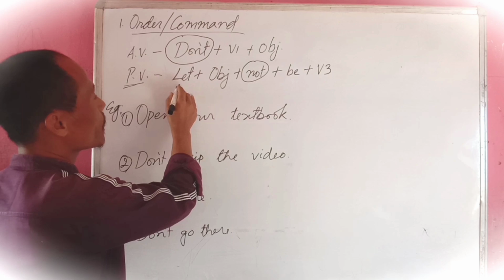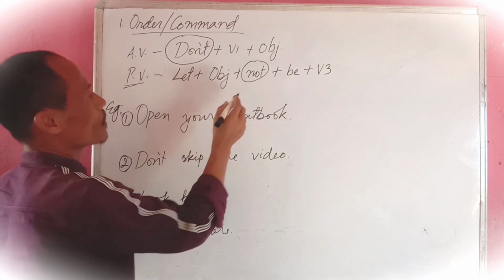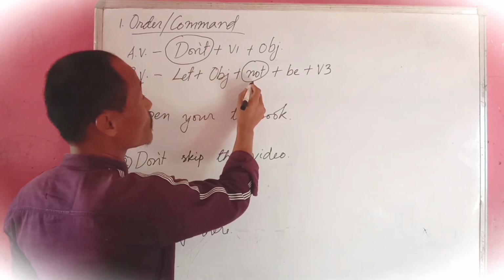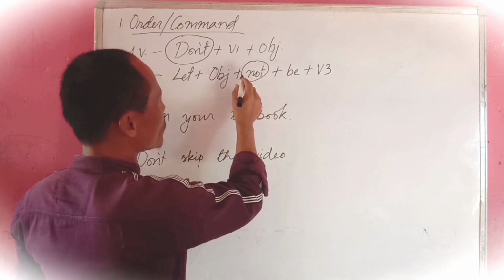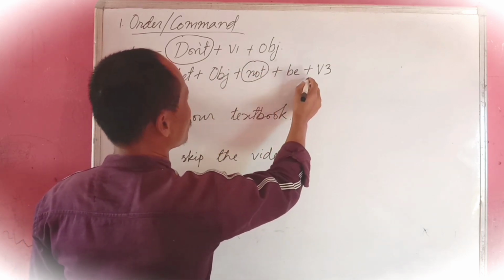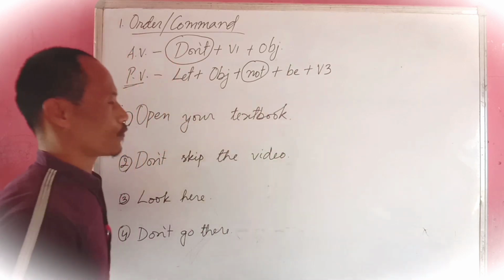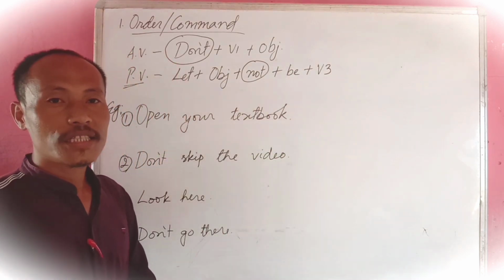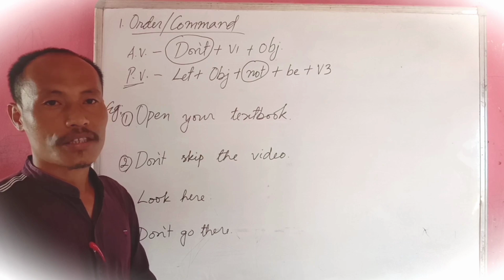That is, let plus object. If negative sentence, we will put this not. If it is an affirmative sentence, then we will not use this not. Plus be plus the verb, we will change into third form. So let us learn this by taking some examples.